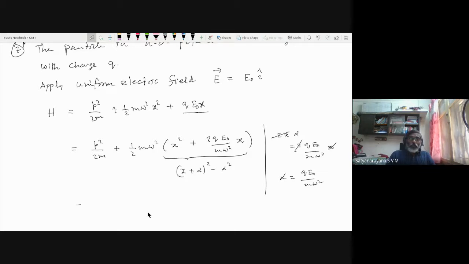So this can be written as p square by 2m plus half m omega square. This is one question which is always asked in interviews: will the frequency change? Try to write this: x plus qE0 by m omega square, the whole square, minus qE0 by m omega square, the whole square. So this is what it is.